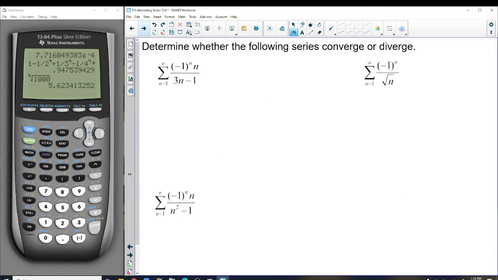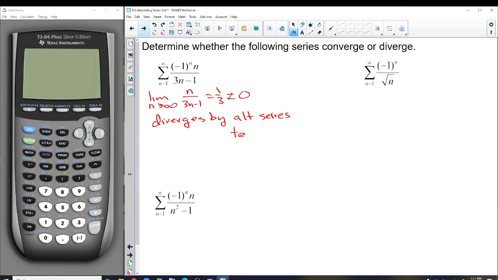Determine whether the following series converge or diverge. This is alternating, so we're going to do the limit as n approaches infinity of n over 3n minus 1. That's 1/3, not 0. Diverges by alternating series test.